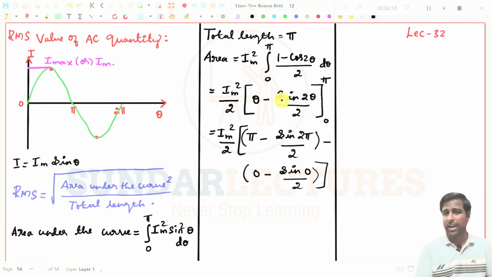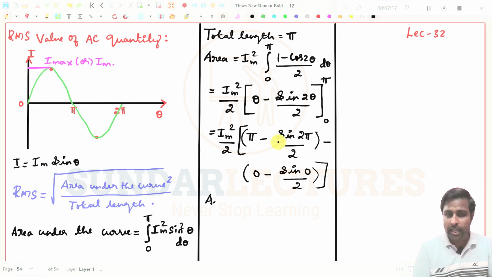So you know, right, sine 2 pi will give you what? Sine 180 will give you what? It will be 0, and sine 0 is also 0. So these terms will become 0. This is 0, this is 0, this is 0. So finally you will get Im square divided by 2 into pi. So that is the final value.